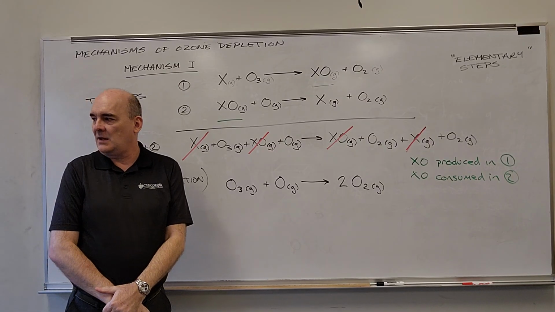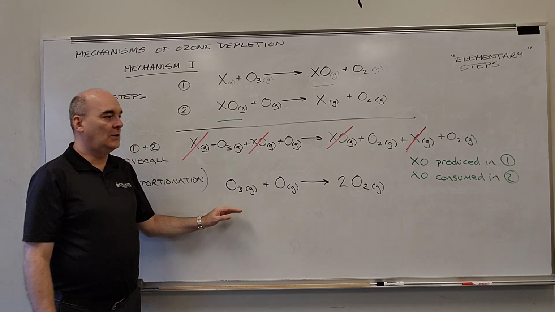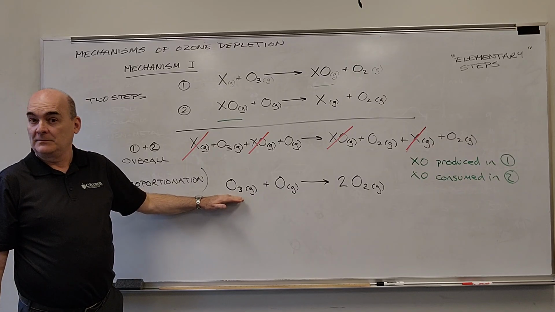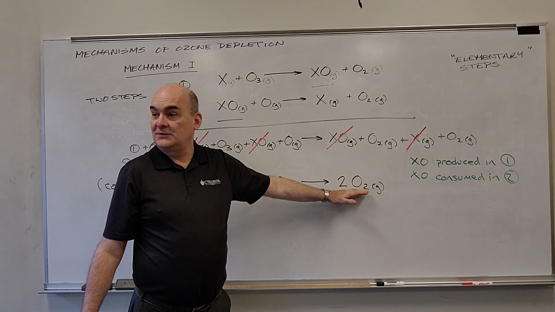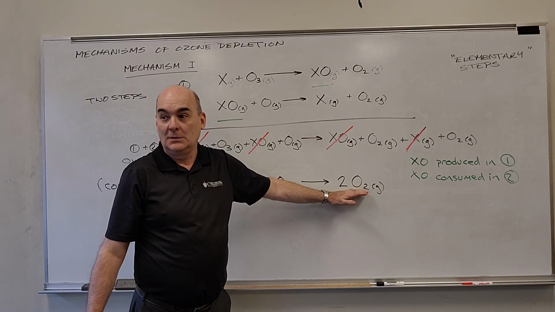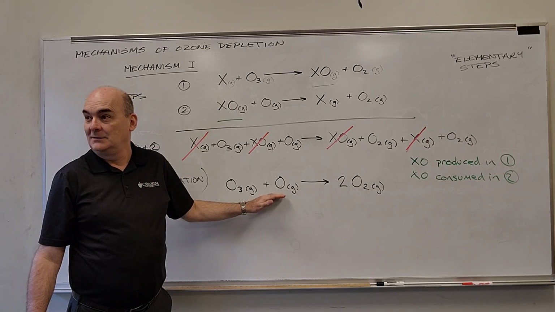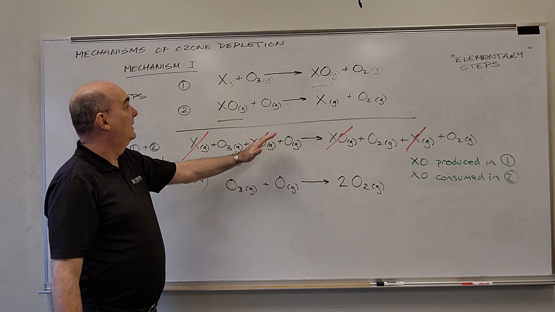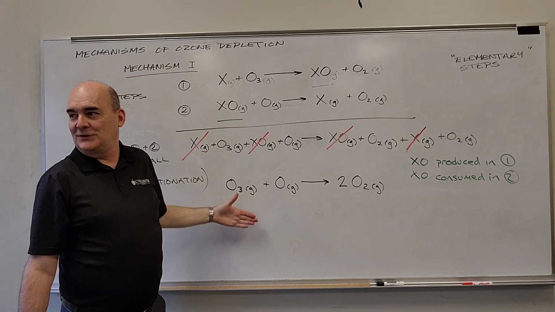Because what is the reaction, not the mechanism now, what is the reaction of ozone depletion? This guy. Ozone meets monatomic oxygen and makes 2 molecules of dioxygen. But we know that that's not true, because if I put these two together in a flask, shape of the flask, we don't get this. This is involved but doesn't show up.